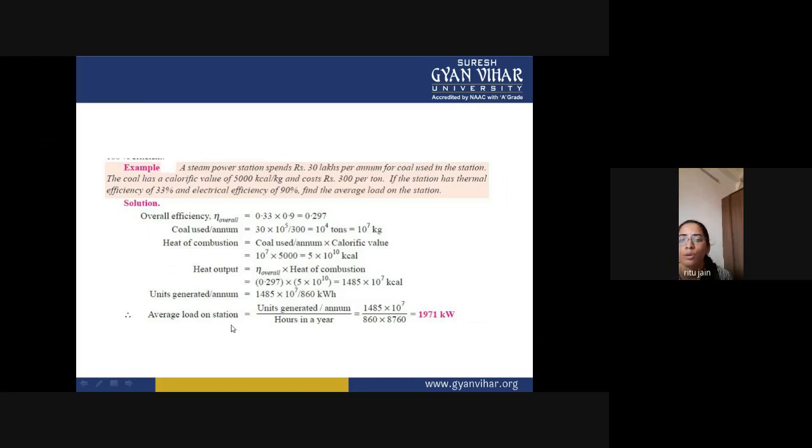So the average load on station is equal to units generated per annum upon hours in a year. So it is equal to 1971 kilowatt.